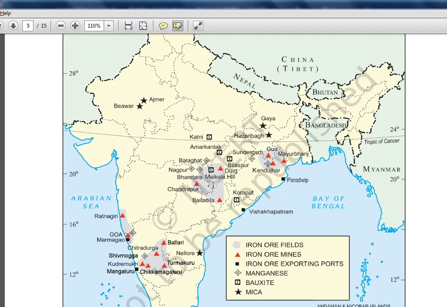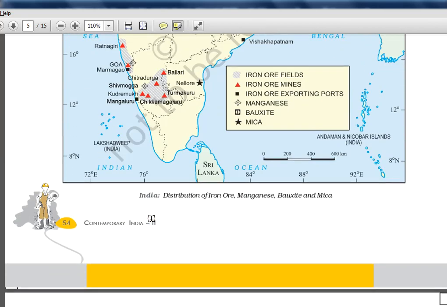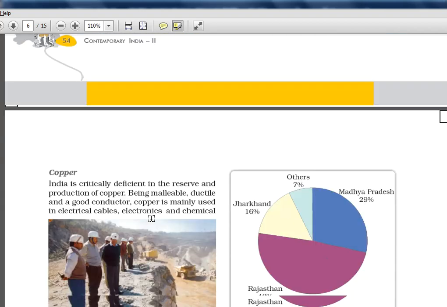Okay, so if you see, a lot of iron ore mines are there. Red triangle. Then iron ore exporting ports. So the Marmagoa port is there, Mangaluru port is there, Visakhapatnam port is there, Paradip port. These are all major ports. You know there are 12 major ports in India as of now, and the 13th one is under construction. Try to find out the name. It was in current affairs. Expected a question last year, it did not come. Maybe 2018 they will have a question.